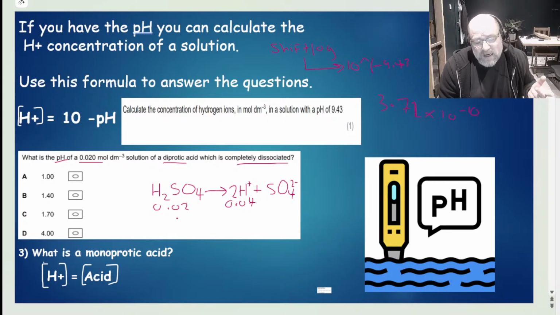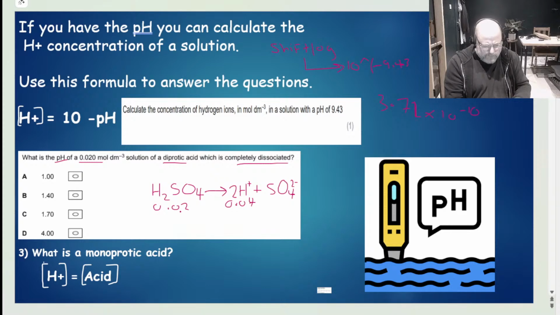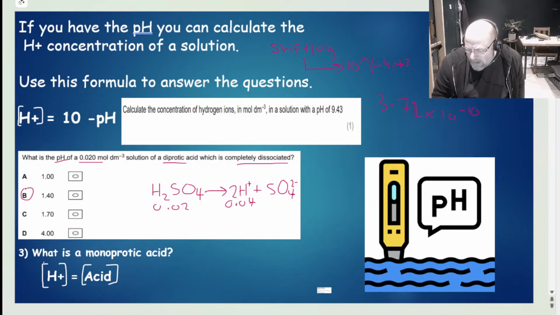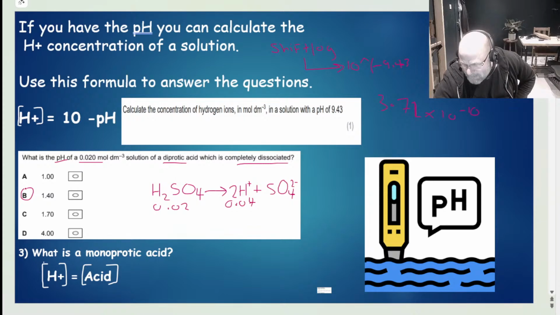What is the pH? If you did minus log 0.02, you're going to get a different answer. Minus log 0.02 is going to give me 1.69, and then I'm going to go for C, and that will be wrong. So we need to go minus log 0.04 because you're doing the hydrogen ions, and that's going to give you 1.39 and give you the answer of B. Cool. It is accurate. The answer is B. Thank you, Marwa. Yeah, the answer's B.